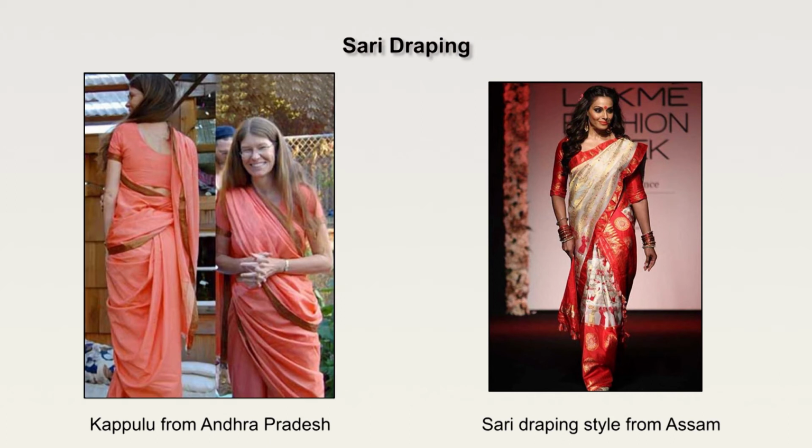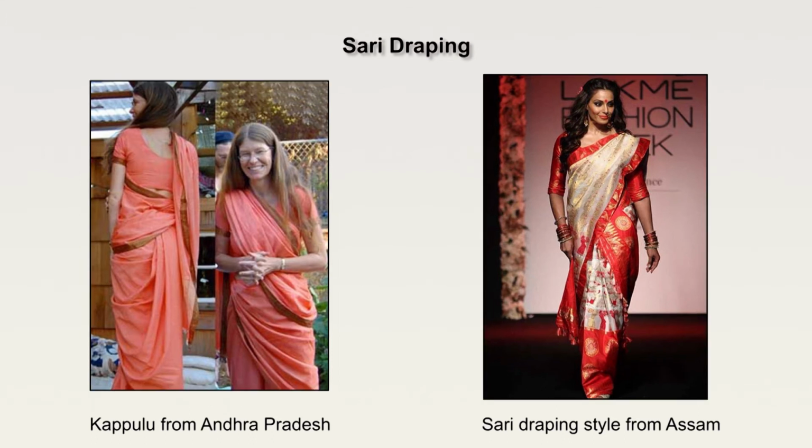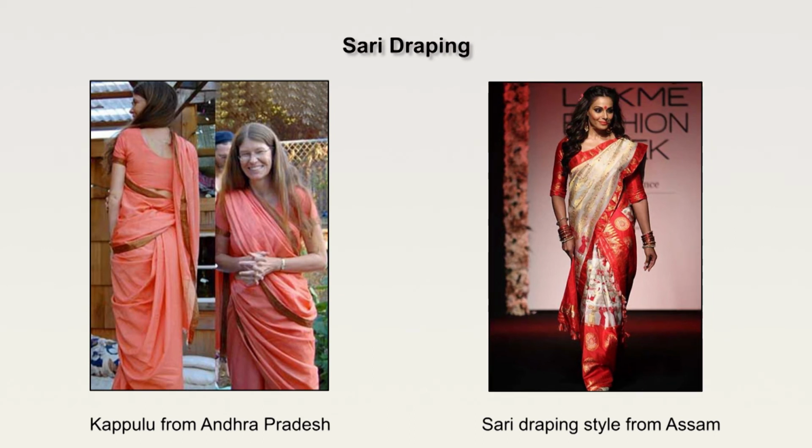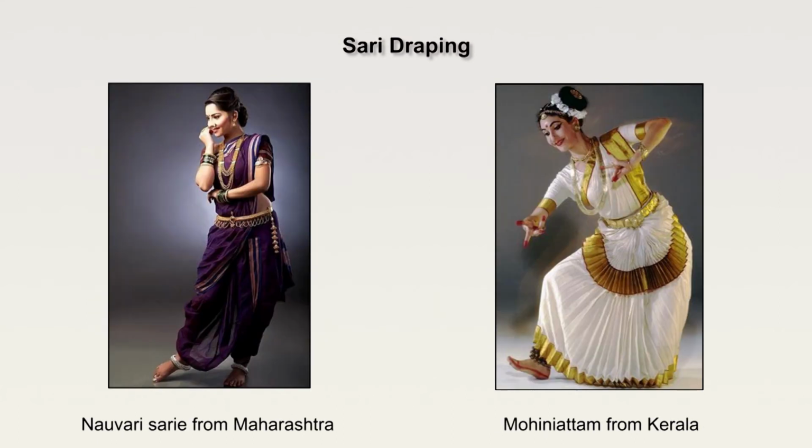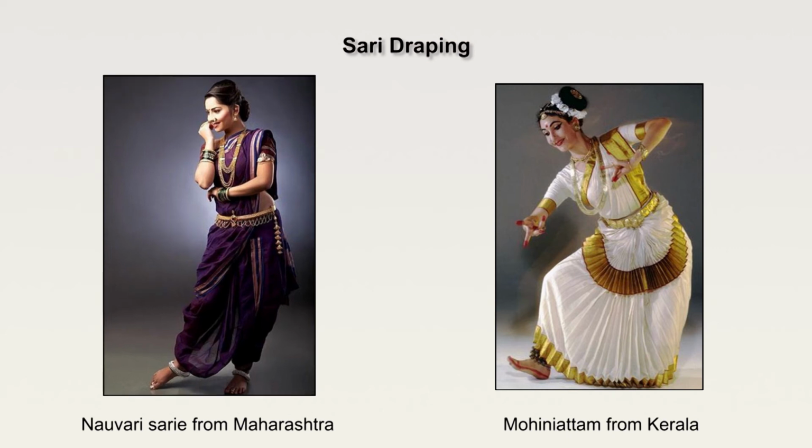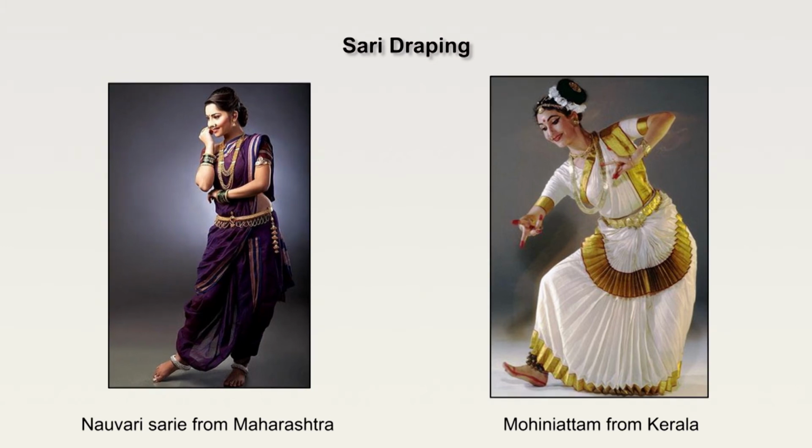This is a Kapulu from Andhra Pradesh. On the right is a sari draping style from Assam. On the left is a Nowari sari from Maharashtra. On the right is a dance outfit for Mohiniyattam from Kerala.